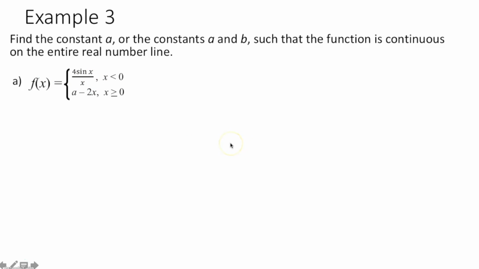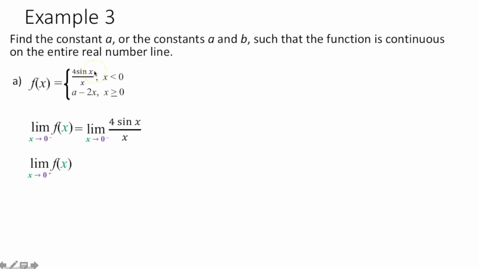That means that it has to have the same limit as x approaches 0 from the left as it does from the right. So we set up those limits: the limit as x approaches 0 from the left of our function and the limit as x approaches 0 from the right of our function. And those two things must be equal to one another. So let's start by finding the limit as x approaches 0 from the left.